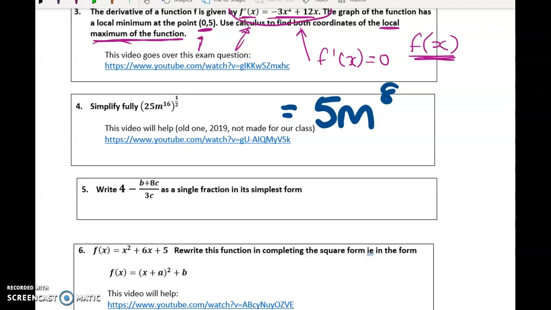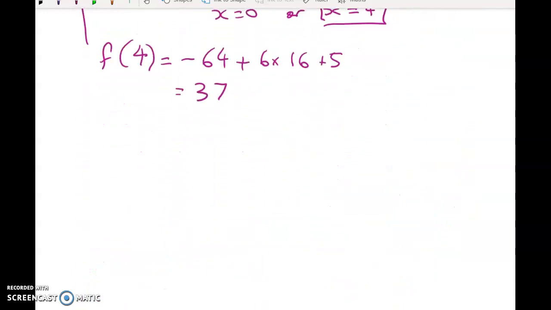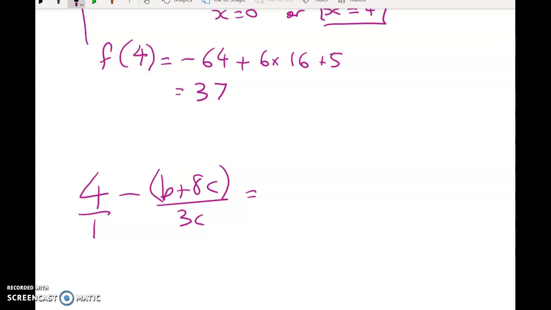This next one: write this as a single fraction in its simplest form. Okay, so we've got 4 minus (b plus 8c) over 3c. Now the first thing to do is to put your invisible brackets in there. Right, and then the second thing to do is to get a common denominator. Now some people have written that as 4 over 1, which is quite a good way to jog your memory that we have to find a common denominator from these. So the common denominator here is going to be 3c.